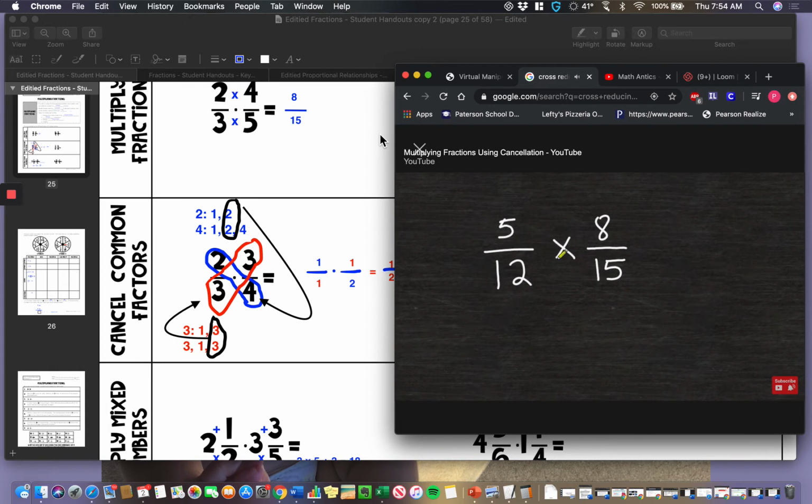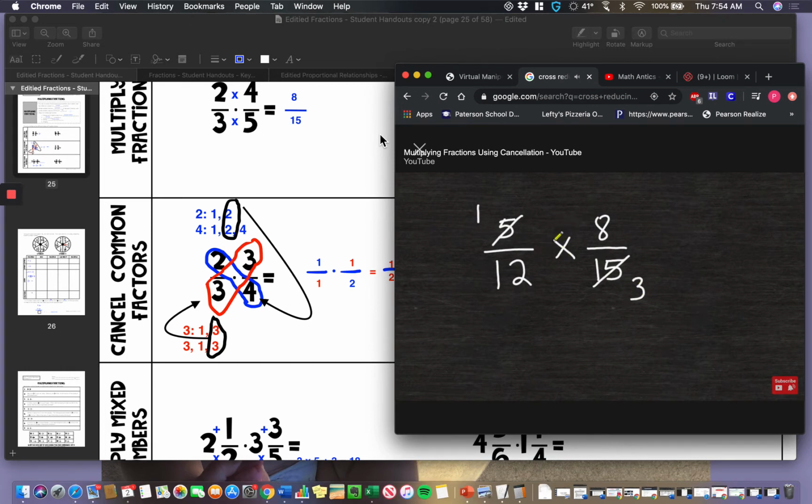So 5 and 15 share a common factor of 5, so we can reduce the fraction 5 over 15 to 1/3, because 5 goes into 5 once, and 5 fits into 15 exactly 3 times. And we can also reduce the fraction 8/12. 4 is the common factor of 8 and 12, and 4 can go into 8 twice, and 4 can be divided into 12 3 times.